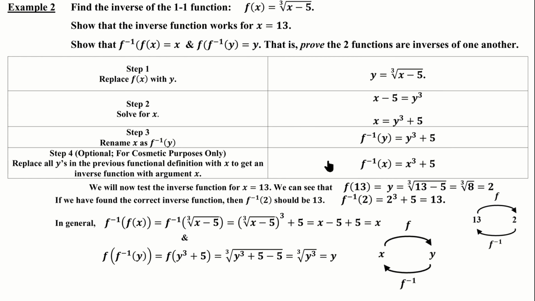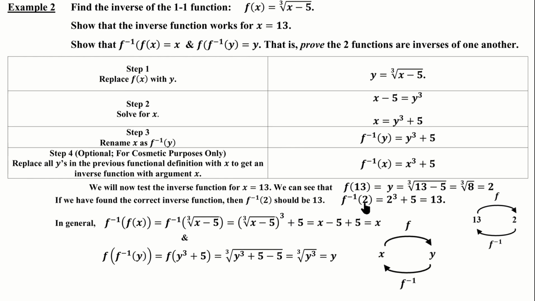So remember, first we're going to discover what f of 13 is. So when we plug it in, we get the cube root of, instead of x minus 5, we plug in 13. So we're going to replace x with 13. So we get the cube root of 13 minus 5, and that's 8. So that's the cube root of 8, which is 2. Now, if this is the correct inverse function, since f is sending 13 to 2, our inverse function should send the 2 back to 13. So let's see if it does.